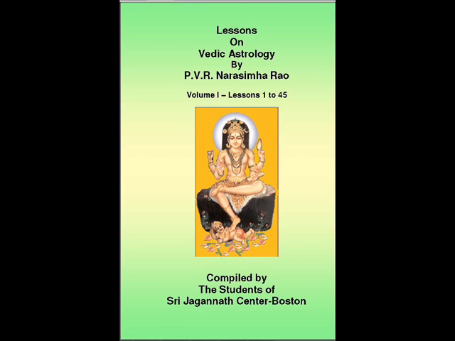Now, let us go through them individually. Let us go through the first four antardashas. So this is Jupiter's result, right? Now, let's further subdivide Jupiter's result. In the first antardasha, what results will Jupiter give? In the second antardasha, what results will Jupiter give? Third one, what will Jupiter give? Fourth one, what will Jupiter give? So let us go through that in detail.